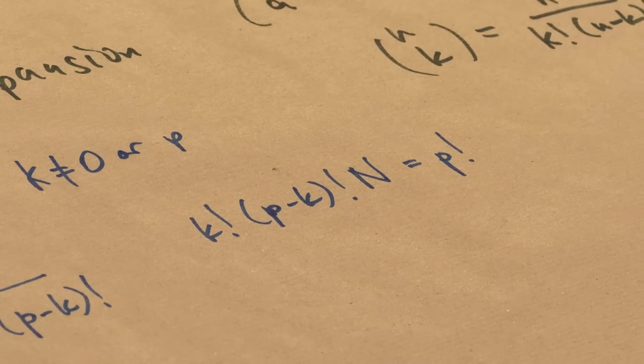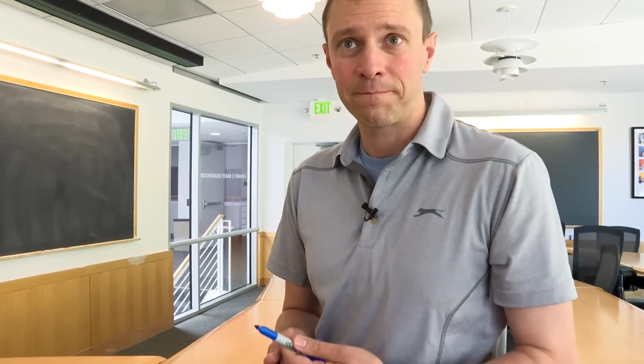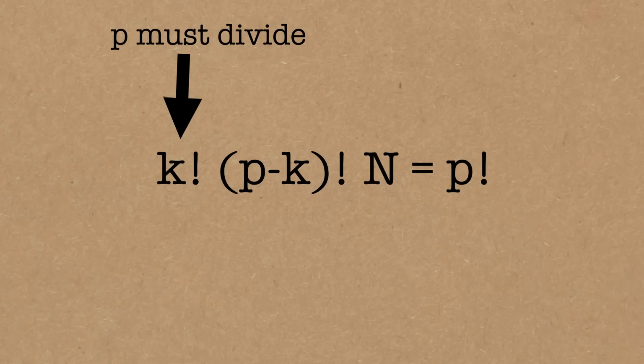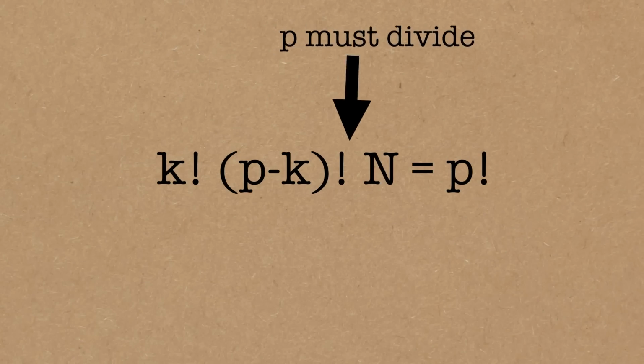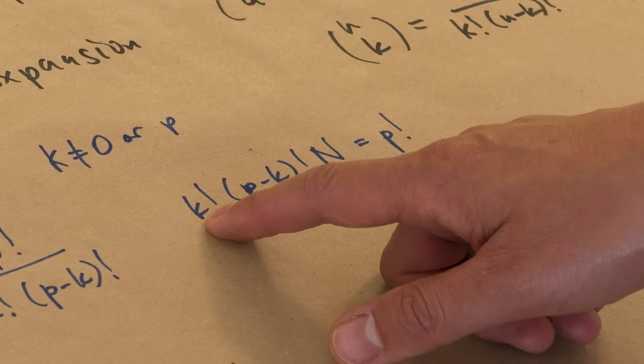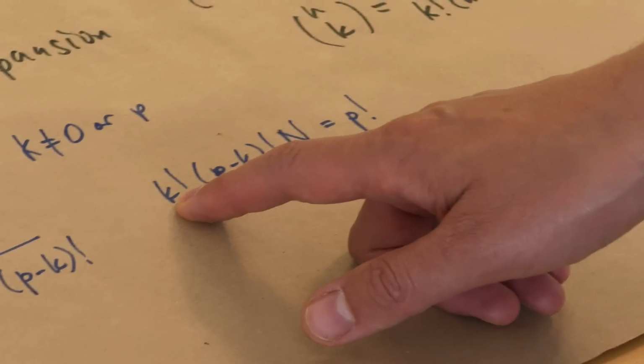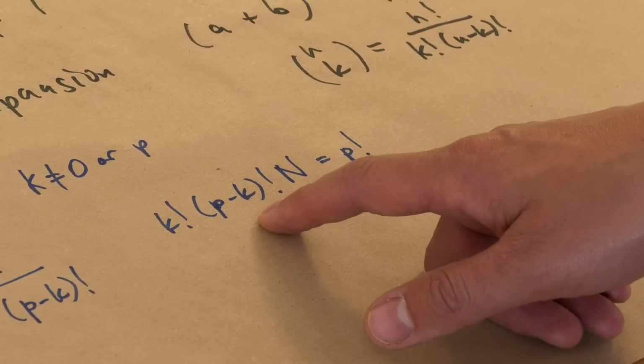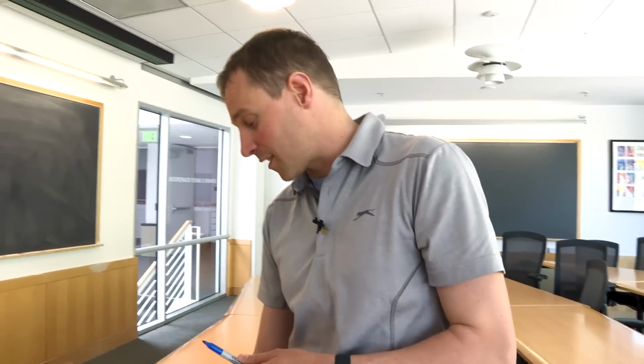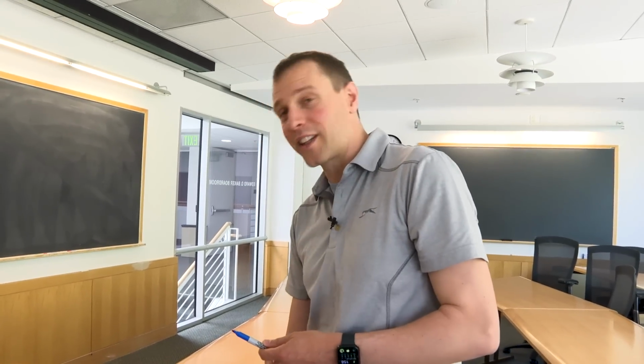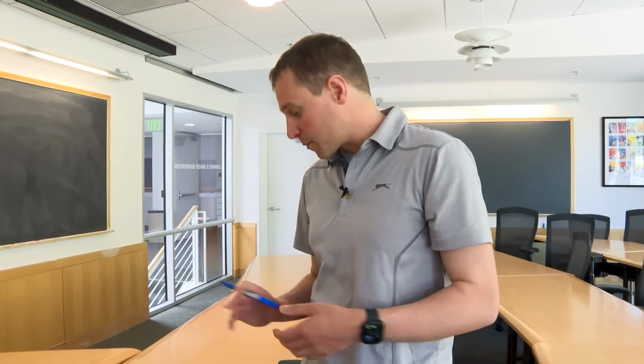And the thing about primes is when a prime divides a product of numbers, it divides one of those numbers. So p has to divide either k factorial, p minus k factorial, or N. But k is some number that is less than p, so p can't divide that. p minus k is also some number less than p. It can't divide that one, so the only thing left is that it has to divide N, this binomial coefficient. And that's why we know for all the primes this works.